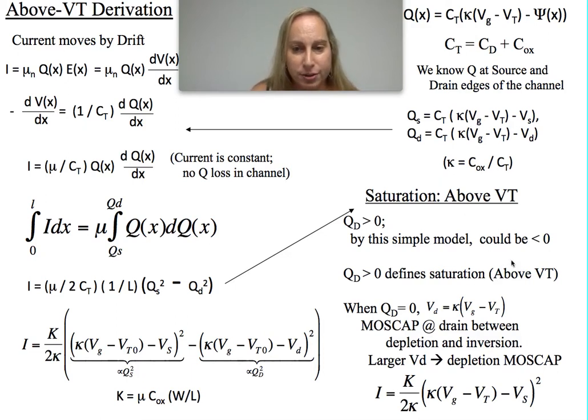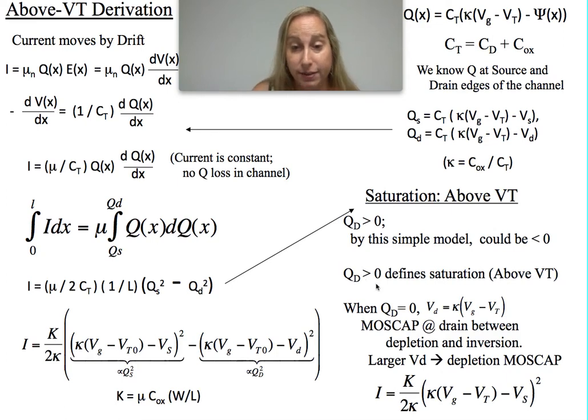When I'm above threshold, this will be slightly different, except that QD, of course, always had to be greater than 0 by the simple model. And QD being equal to 0 will define saturation. If it's less than that calculation, then I'm definitely going to be in saturation. So I think this term might actually be better if this was just an equal sign.